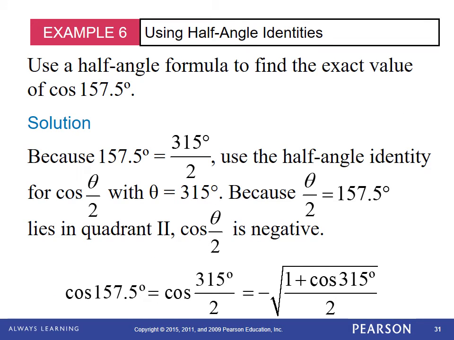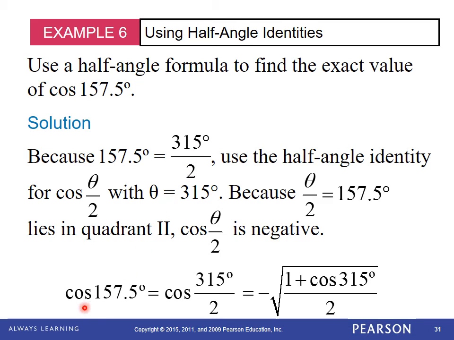All right, so let's use this formula here. We need to use the half-angle formula to find the exact value of cosine of 157.5 degrees. Now that is definitely an angle we don't know. But if we double this angle, 157.5 doubled really would be 315 degrees. That angle we actually know. So we're going to use the half-angle formula using 315 degrees, or actually 315 over 2, to get what we want.